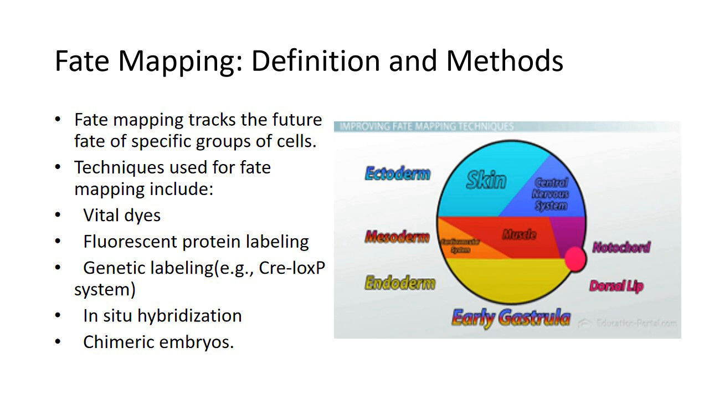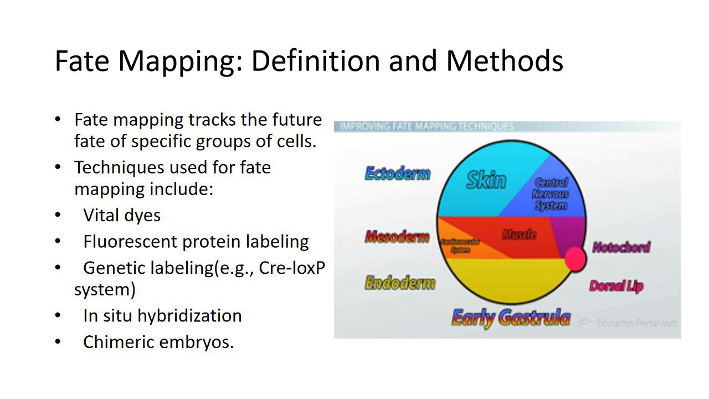Techniques in fate mapping. Vital dyes. One of the earliest methods used for fate mapping involves labeling specific cells with vital dyes, which are non-toxic and can be detected under a microscope. The labeled cells are tracked throughout development to observe their contributions to various tissues and organs.